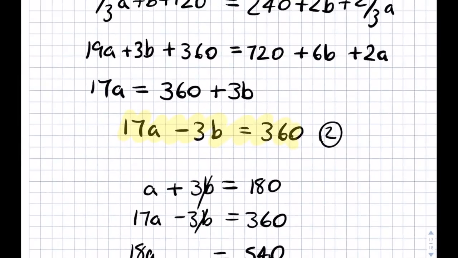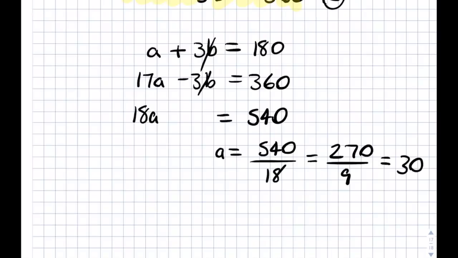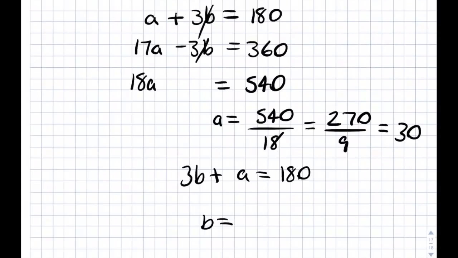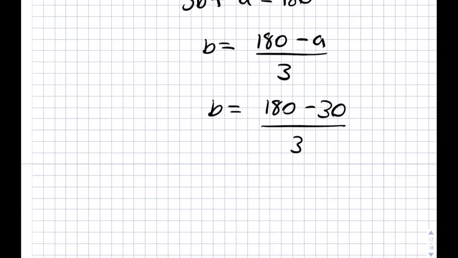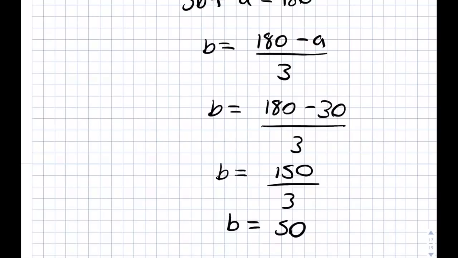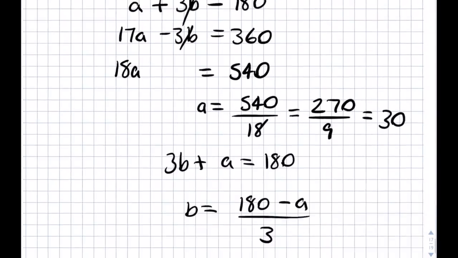So we've got our value for a, and then we just need to plug that value into any one of these two equations. So I'm going to go with that first equation we have, 3b plus a equals 180. If I rearrange that to get b equals 180 minus a, all over 3. Well, a is 30, so our top line is going to be 150, and then all over 3. So b is going to give us an answer of 50. And therefore our final answer is D.